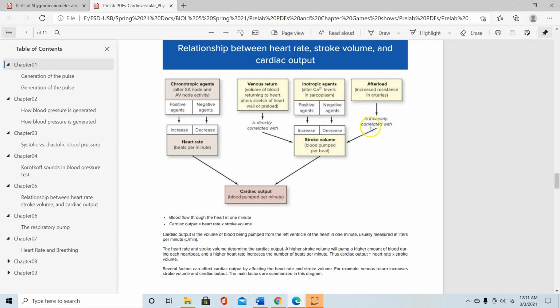Afterload is inversely correlated with the stroke volume. That means the more the afterload, the less the stroke volume, and the less the cardiac output. Okay, so these are the factors which affect your cardiac output. So the main two factors are heart rate and stroke volume, and heart rate and stroke volume are also affected by other factors. Some affect directly, some affect inversely.